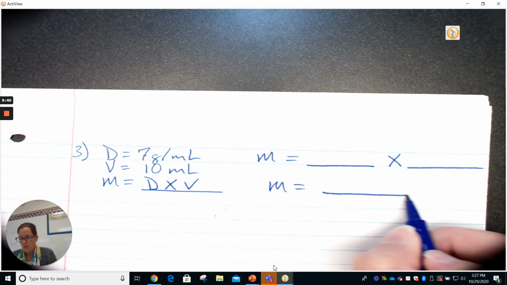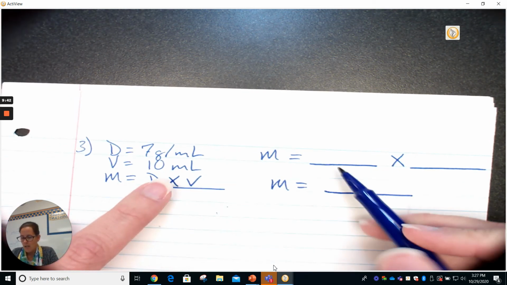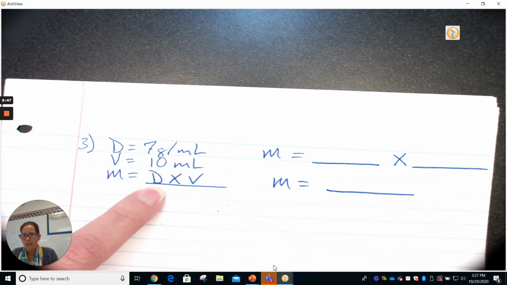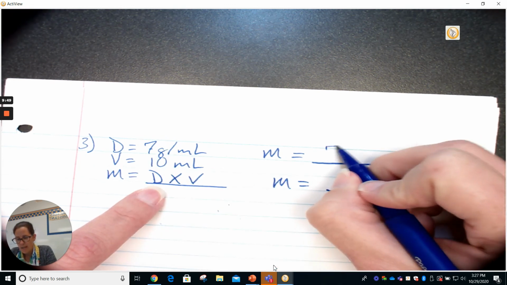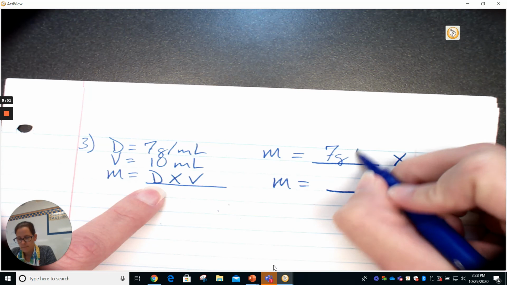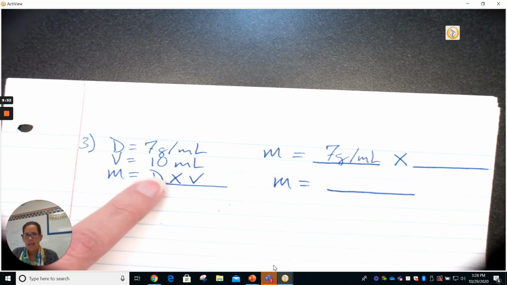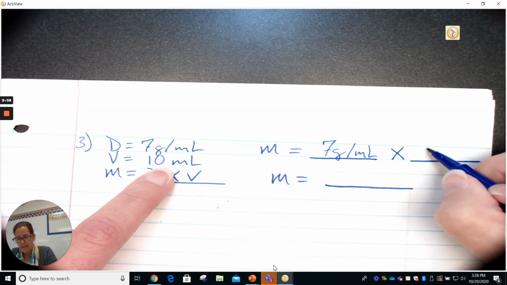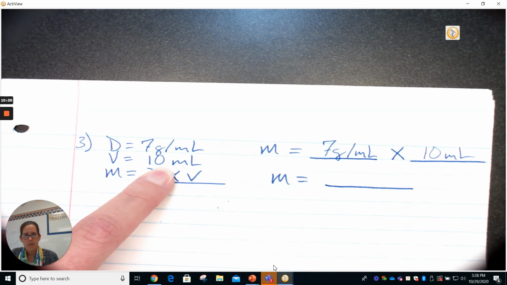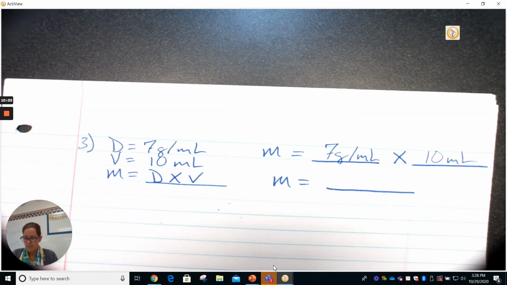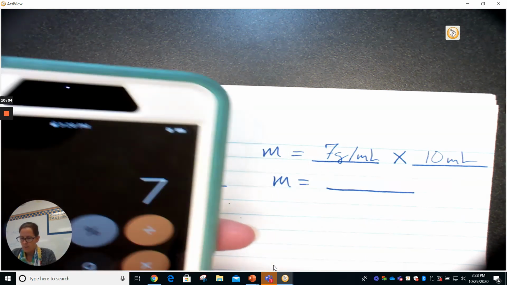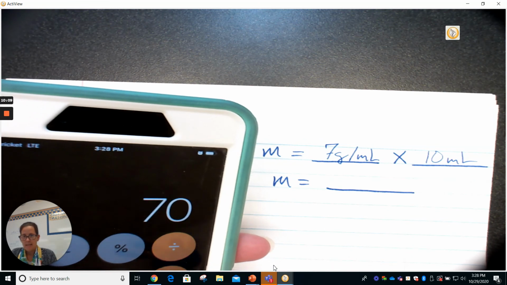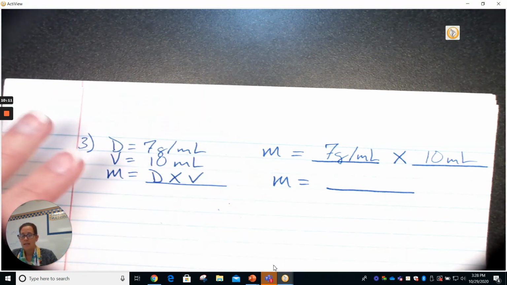Okay, so let's see what we have. We need the density first, and our density is 7 grams per milliliter, so I'm going to write that right here. Okay, and next we need our volume, and our volume it gave us is 10 milliliters. So all we have to do is some math on that. You can use your calculator if you want to. You don't have to if you already know what it is. We'll plug it in just to see. 7 times 10 is 70.